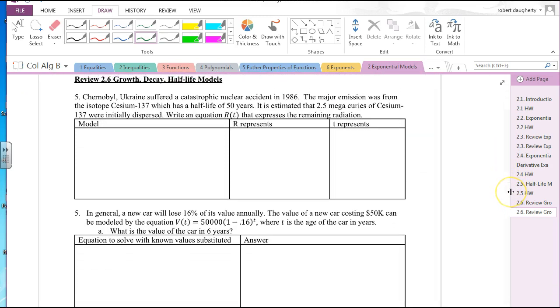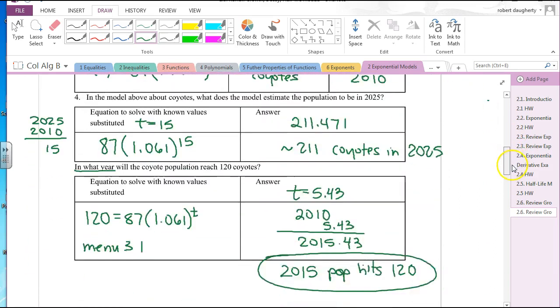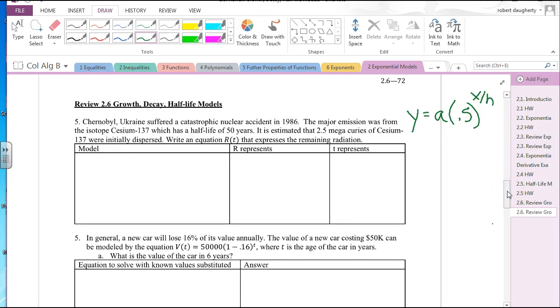And then we move into half-life problems. So half-life problems are just a special case of exponential decay. So the formula we have, you'll see it written at the top of the first page, y is equal to a times 0.5 to the x over h. So in Chernobyl, that was 1986, there was an isotope cesium-137, has a half-life of 50 years.